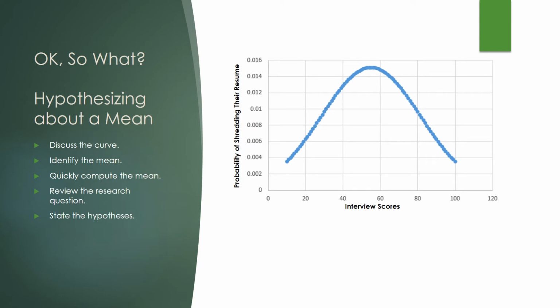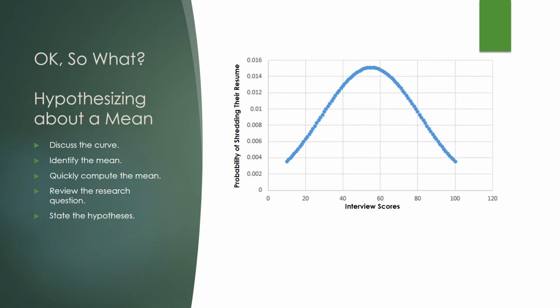Okay, so what? We know about the anatomy of a curve, big deal. What can we do with it? Well, we could do a lot with it, but the most important thing we can do with it is to figure out the hypotheses which match a data set. If we can do that, we can easily state the null and alternative hypotheses.